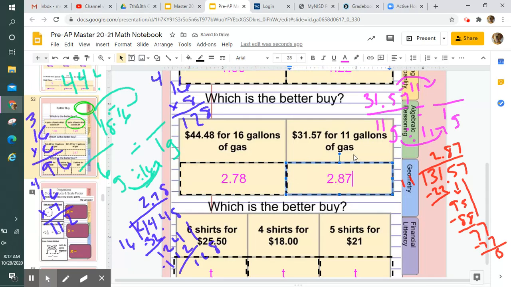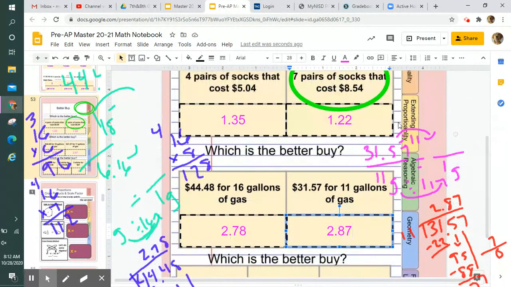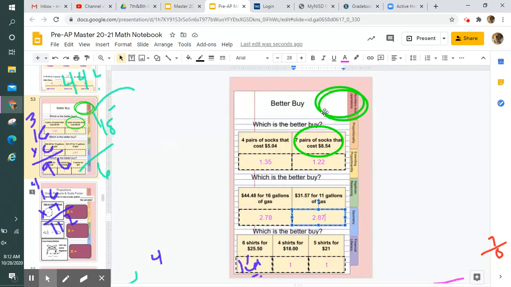So which one's the better deal? Well, the better deal is the one that's $2.78 a gallon. So what I'm going to do is come up here and take another green circle. I might have to zoom out to do this. And take another green circle, and I'm going to put it on the $44 for 16 gallons of gas.